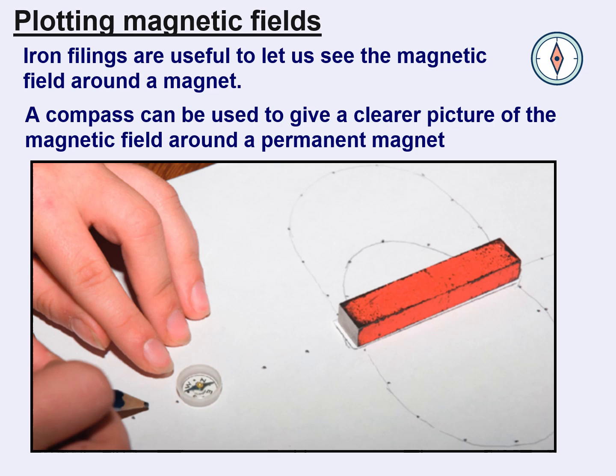So, plotting magnetic fields. As we've seen, iron filings are useful, but it'd be hard to draw the magnetic field by drawing around the iron filings. So, using a compass gives us a much clearer picture. So, we'll look at how that's done over the next slides. So, using a compass to show the magnetic field step by step.